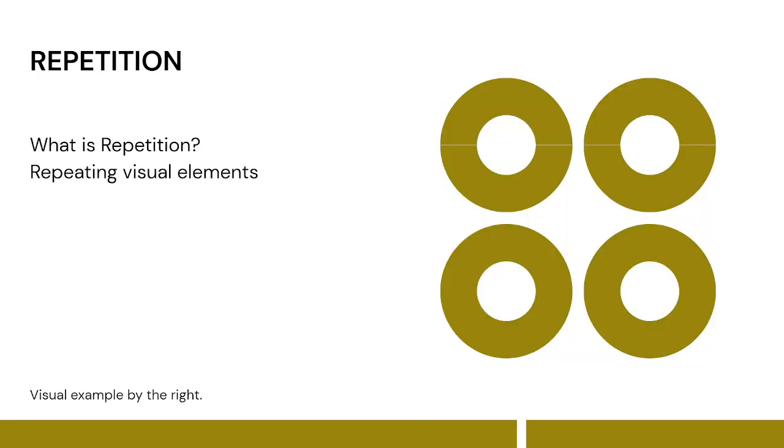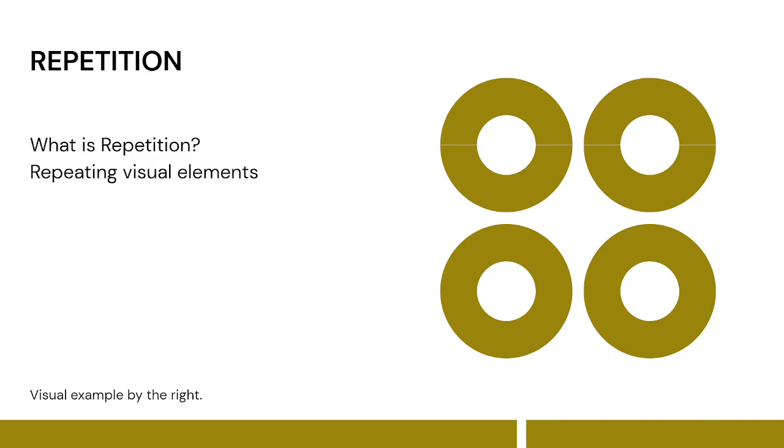So now we'll look at repetition. Repetition is basically repeating visual elements. Repetition is when you repeat visual elements on a piece of design.